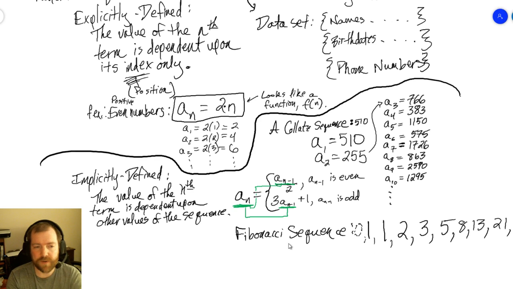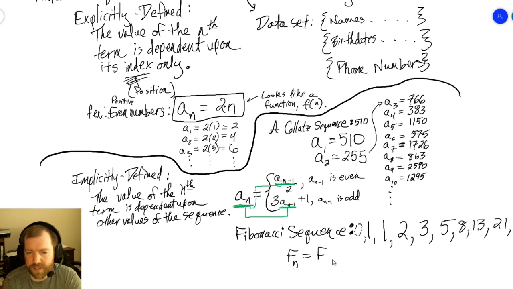So the Fibonacci sequence is an implicitly defined sequence, and you are unable to create an explicitly defined structure or definition for the Fibonacci sequence. Many people have tried over the years. It's just not possible with our current mathematics. So if anybody comes up with it, please publish that. It would be wonderful.